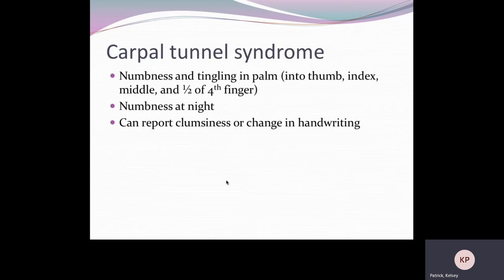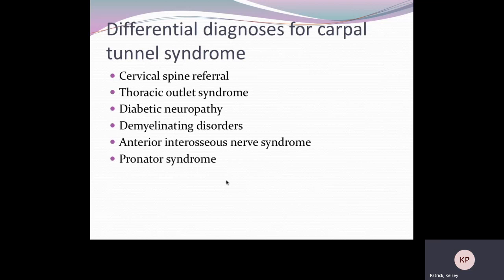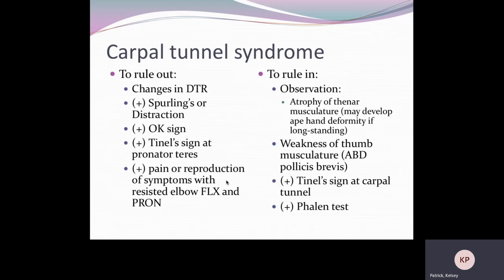Carpal tunnel syndrome is very common and presents as numbness and tingling in the palm and into the thumb, index, middle, and half of fourth finger. Numbness at night is often reported, and clumsiness or a change in handwriting due to difficulty with fine motor skills. The top differential diagnoses for carpal tunnel syndrome are listed.